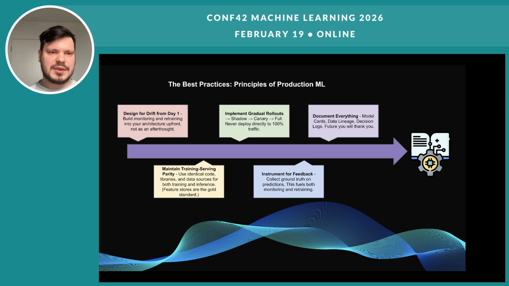Talking about best practices for building our machine learning pipeline, the first one is design for drift from day one. So do not treat your monitoring and retraining as an afterthought. The architecture for detecting and responding to drift should be designed in parallel with the model itself. The next one is maintain training-serving parity. So we need to ensure that we are using identical code and libraries for the production and training environments.